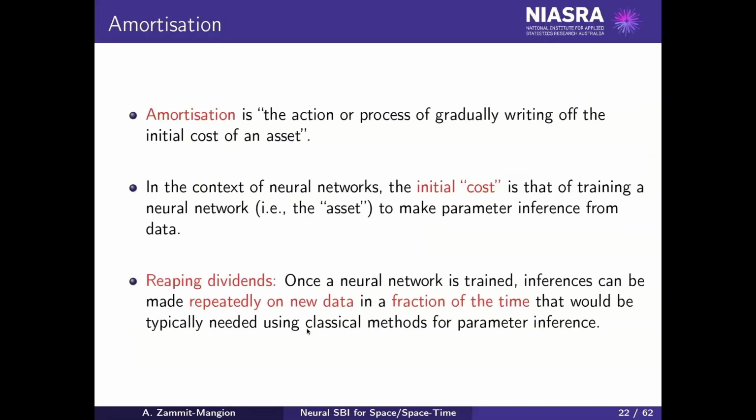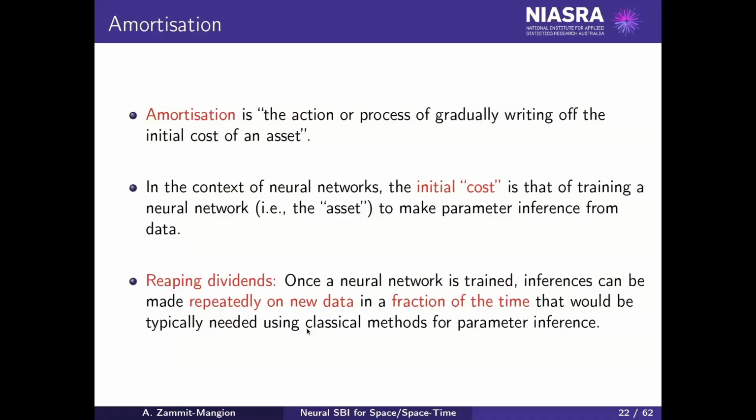All right, so we heard this word amortization. If you haven't heard this word before today, I'll just explain it very quickly. Amortization is the action or process of gradually writing off the initial cost of an asset. Imagine you buy a season ticket for something. It costs you a lot of money, but if you use the public transportation every day for a long time, then you'll make a profit, right?